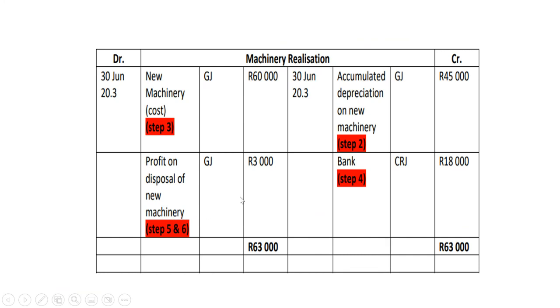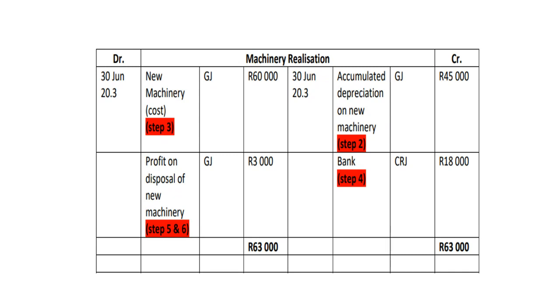This is what they were explaining in step number 5. If that side is greater, then you will have a profit. If this side is less, then you have a loss. That's what they were explaining in step number 5. If you go back and revisit step number 5, but I want to show you a simple way of determining this 3,000 rand.